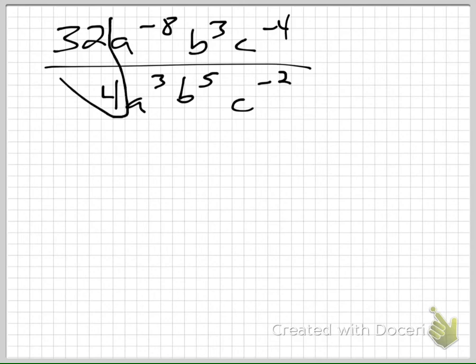I was wrong. I would start with this. Let's get rid of that. 32 over 4 is 8.